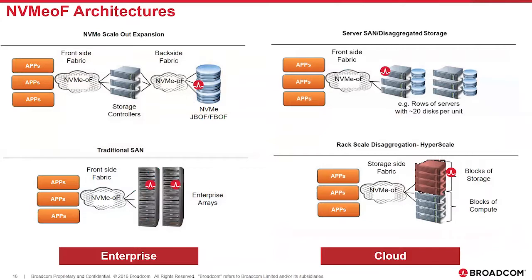Right, so to take a closer look at where NVMe over Fabrics is relevant, here are a few examples of the typical architectures where we're seeing adoption. On the left side, you have the typical enterprise architectures, and on the right side, cloud or hyperscale architectures. Starting with enterprise, in the classic scale-out type system, you could use Fabrics both on the front side fabric and on the back side. And the same thing goes for the traditional SAN system. You could use Fabrics on the front side fabric.